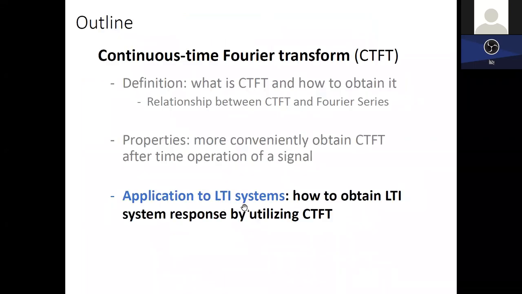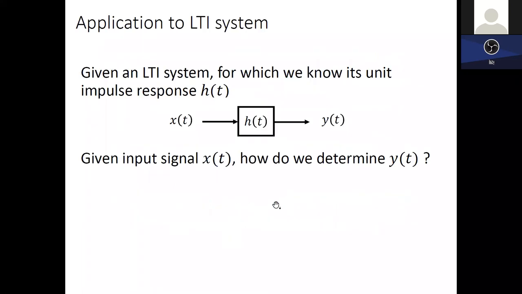Why is this property useful? Now let's jump to the next part, application to our LTI system. I have 1 minute, so let me summarize the main result. Given an LTI system, and also given its unit impulse response h of t, how do we determine the output signal y of t for input signal x of t?